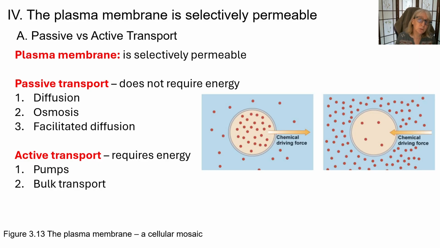There's also times when your cell needs to do things that are kind of against the way that physics would just let it happen. That's called active transport. Your cell will have to invest energy into making what it needs to move across the membrane move. I'm going to do passive transport first. There's diffusion, osmosis, and facilitated diffusion.